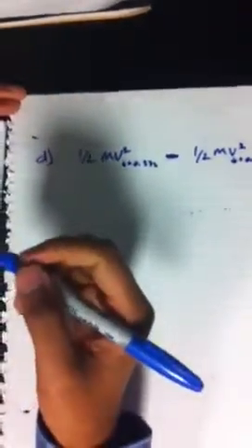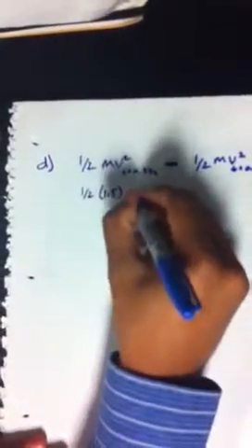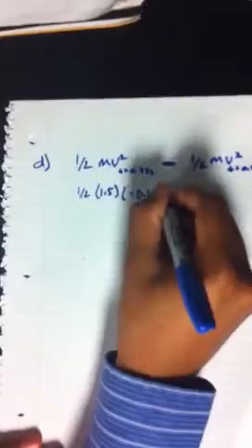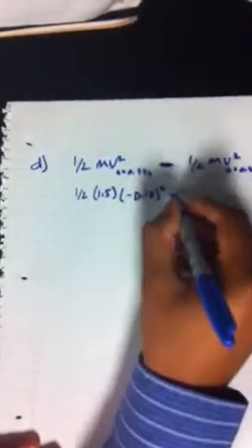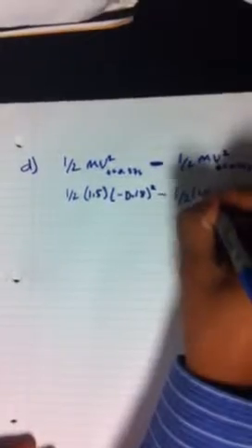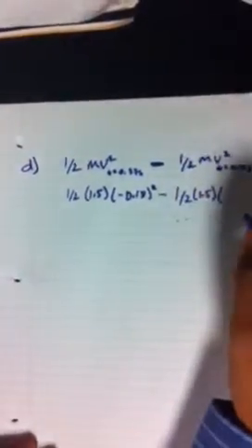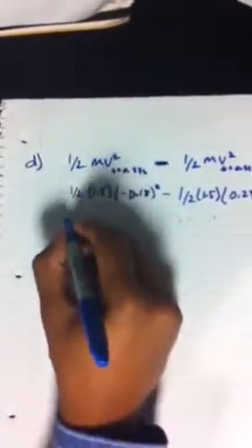So the velocity at 0.37 seconds is: 1/2 times the mass, which, going back to part C, was 1.5, and the velocity was negative 0.18 meters per second, squared, and you subtract that from 1/2 times 1.5 times the velocity at 0.33 seconds, which was 0.23, squared. And these are the velocities that I used for my analysis of the best fit line.